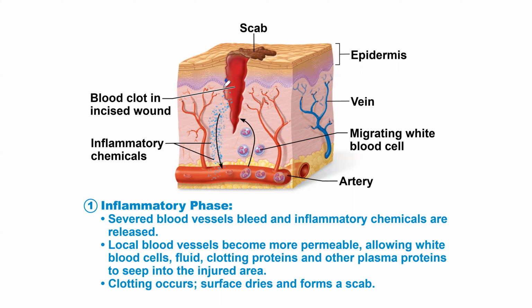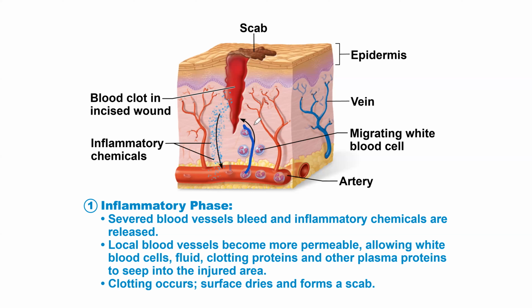Plus, those damaged tissues start to secrete chemicals, shown here in this blue color. Those are inflammatory chemicals. They will start the process of inflammation. So here it says inflammatory chemicals are released. Now, how does the inflammation start? Local blood vessels become more permeable, allowing white blood cells, fluid, clotting proteins, and other plasma proteins to seep into the injured area. Right, so those blood vessels dilate and become more permeable.